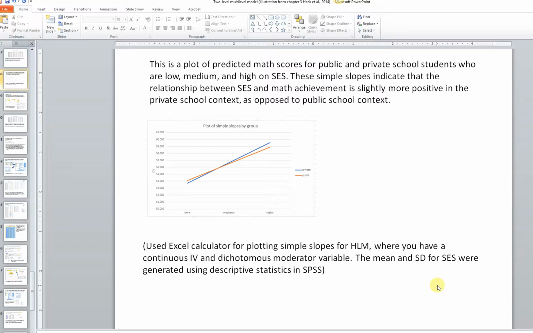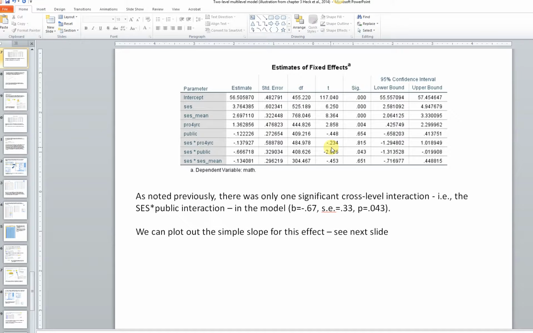They incorporated a level 1 predictor, which was socioeconomic status, and they essentially went through a series of steps incorporating various level 2 predictors of variation in school level intercepts and also school level slopes. So in other words, they were allowing SES, the relationship between SES and math achievement, to vary across schools. And so in my last video, I ran a model that incorporated cross-level interactions.